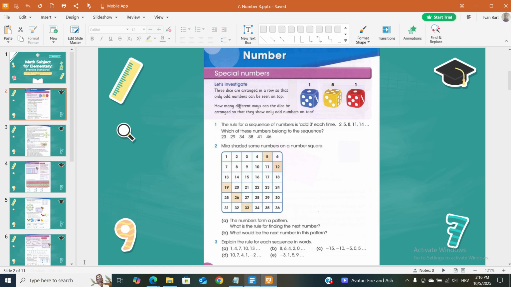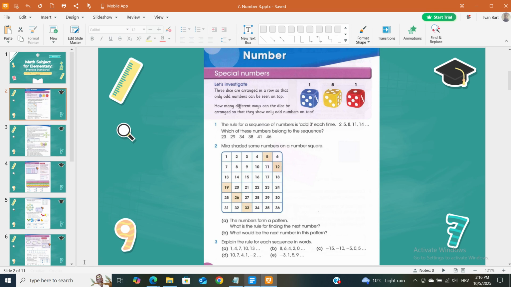1. The rule for a sequence of numbers is, add 3 each time. 2, 5, 8, 11, 14, and so on. Which of these numbers belong to the sequence? 2, 3, 2, 9, 3, 4, 3, 8, 4, 1, 4, 6.